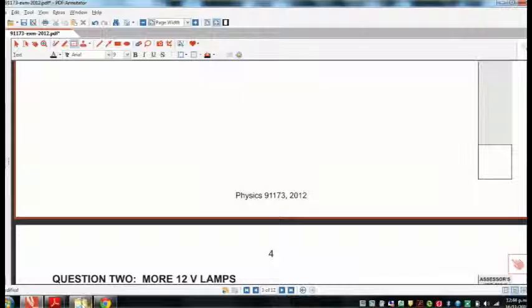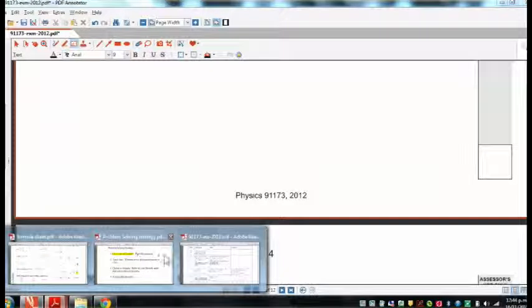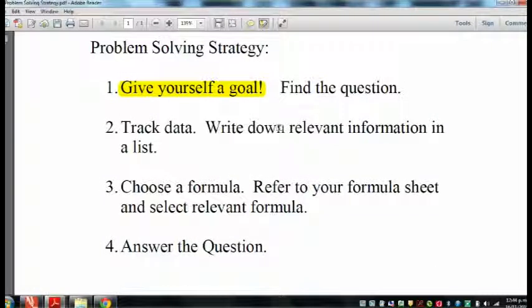Again, I'd like to remind you the most important thing really is to follow a problem-solving strategy. Give yourself a goal, track your data, choose a formula, answer the question. That's how I do each question every time.